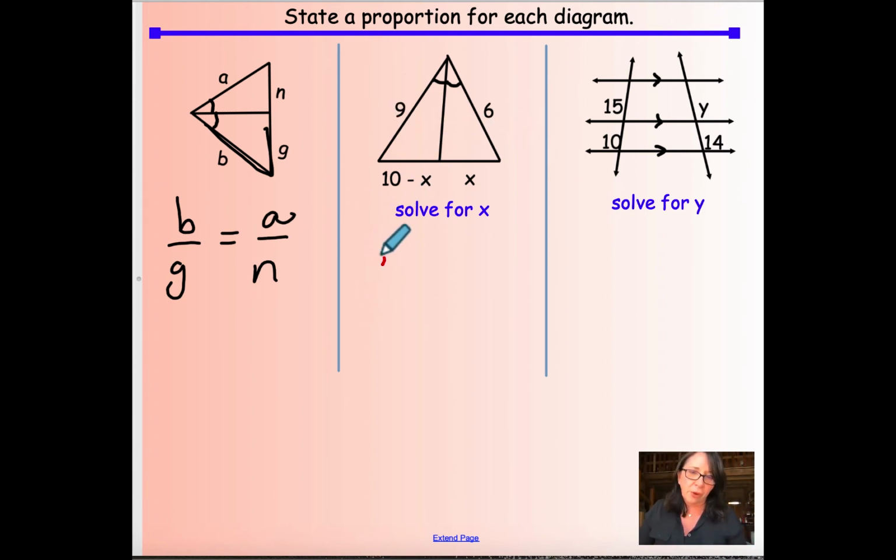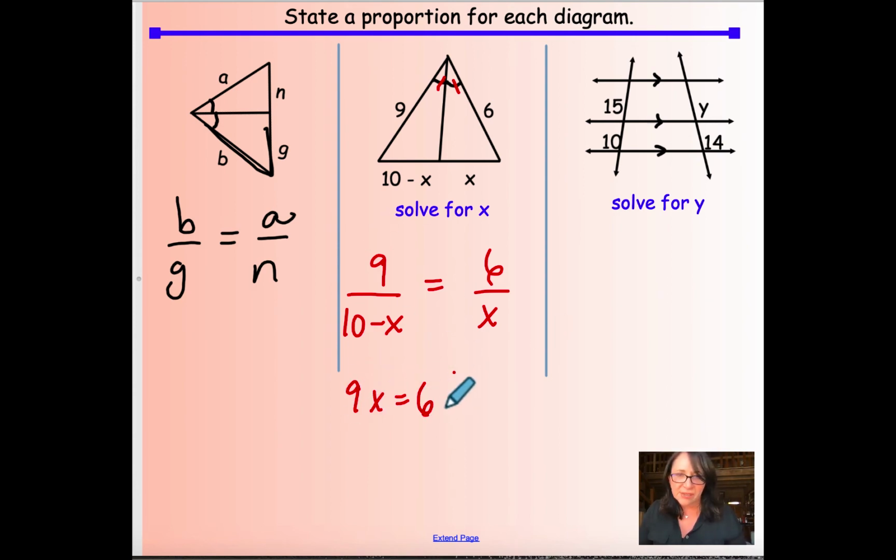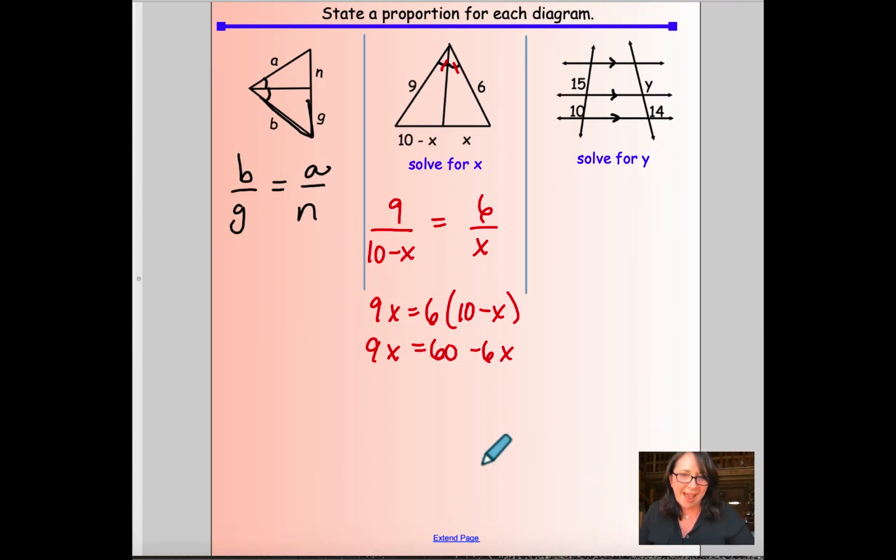For this one also, I'm going to go 9 is to 10 minus x as 6 is to x. Of course, I could have gone 9 is to 6 as 10 minus x is to x. And you can set up these proportions when these sides are equal, when that makes it a proportional triangle. 9x is equal to 6 times 10 minus x. So 9x is equal to 60 minus 6x. I'm going to add 6x. I get 15x equals 60. So then x equals 4.